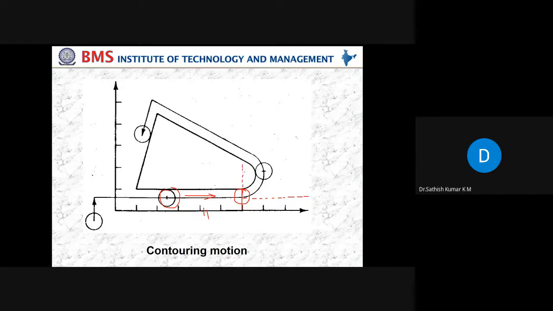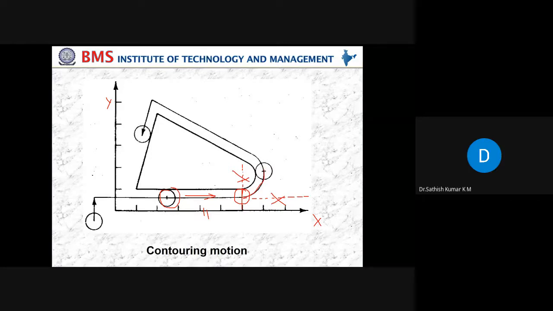But I don't want this, and I don't want this either. I want the tool to move in a curvilinear fashion. If I want the tool to move in a curvilinear fashion, remember the tool has to move simultaneously both in the x-axis and also in the y-axis. Therefore this is what is called contouring motion.